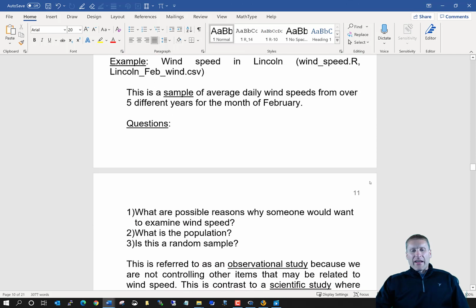So let's take a look at an example in R. This involves wind speed in Lincoln, Nebraska. A few years ago, I found a cool weather website that gave me the average daily wind speeds for every day in February over a 5-year period. Obviously wind changes throughout the day, so let's not worry about the fact that this is an average value. Let's just say this was the wind speed. And so I have this data over, again, 5 years.